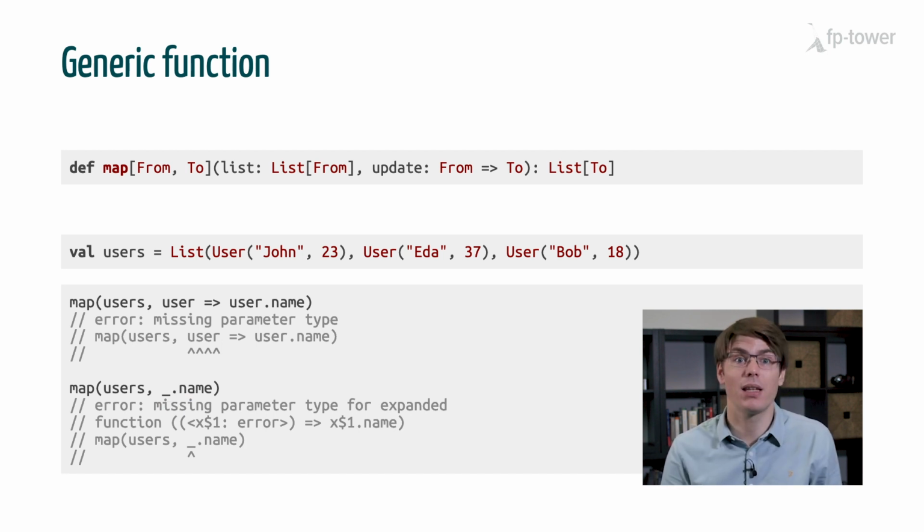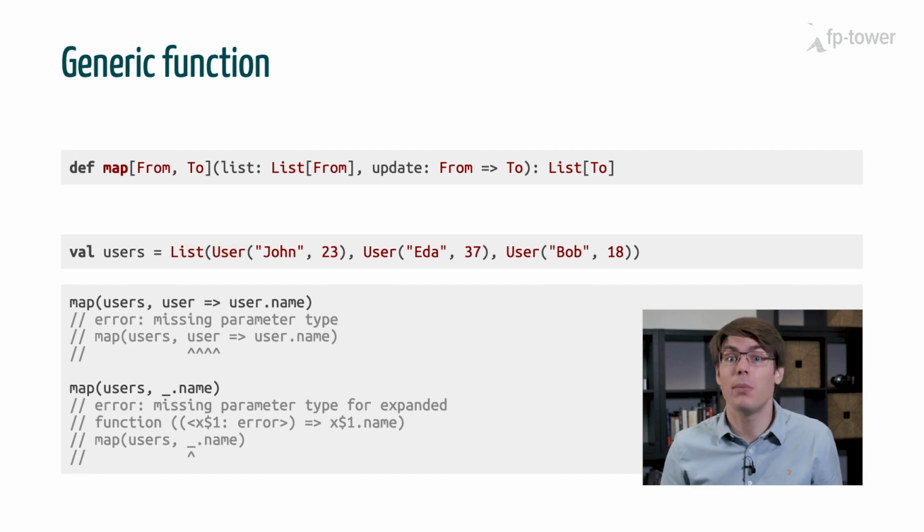However, if we try that, we would get a compile time error that says missing parameter type, meaning that the type annotation must be mandatory. Which is weird if you think about it, because the compiler knows that map takes a function from to to, where from is the element type of the input list. And in this case, we have a list of users. So the compiler should be able to infer that the update function takes a user, right?